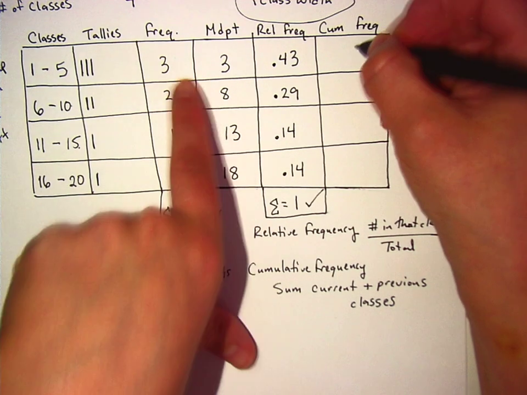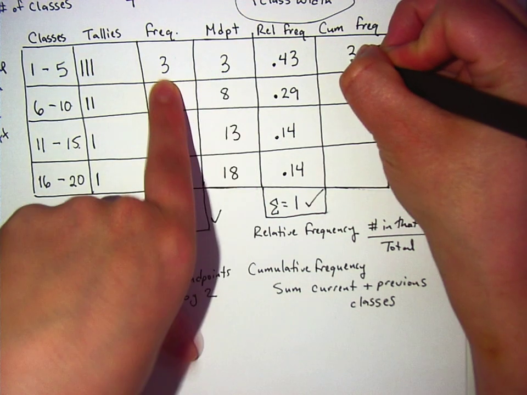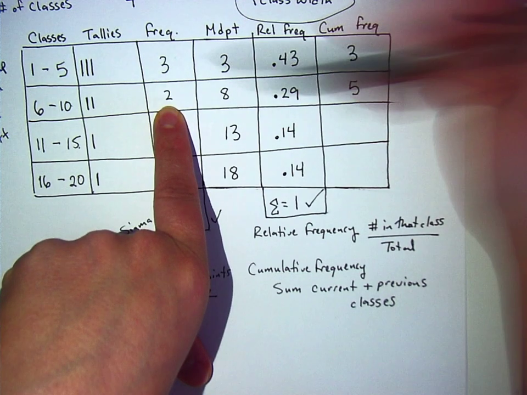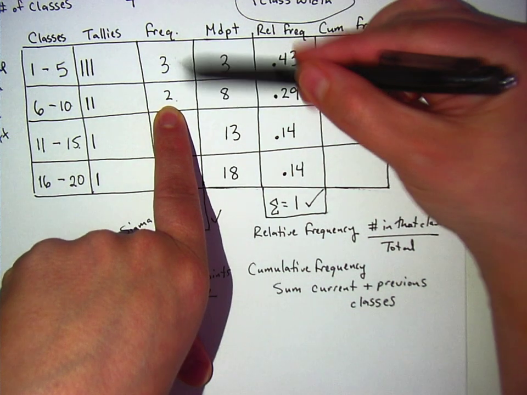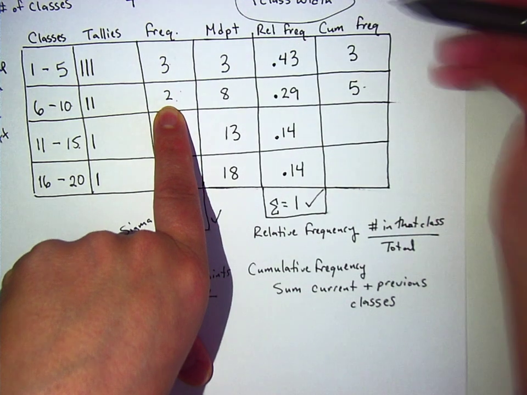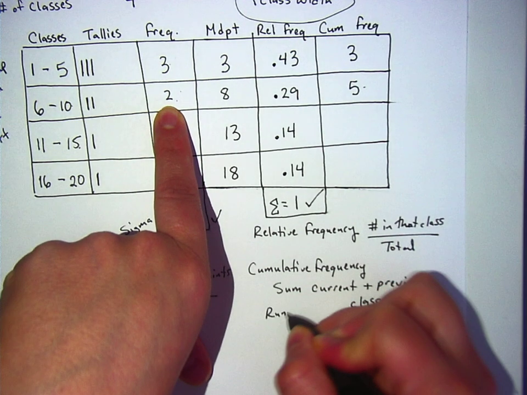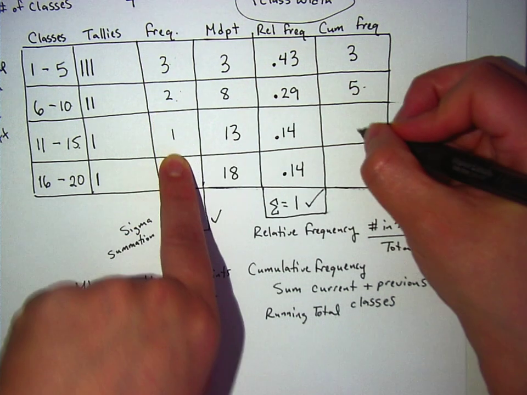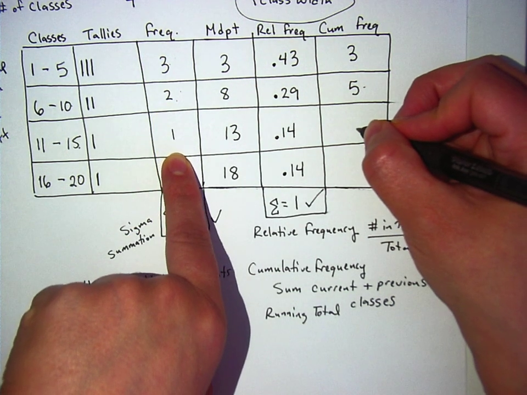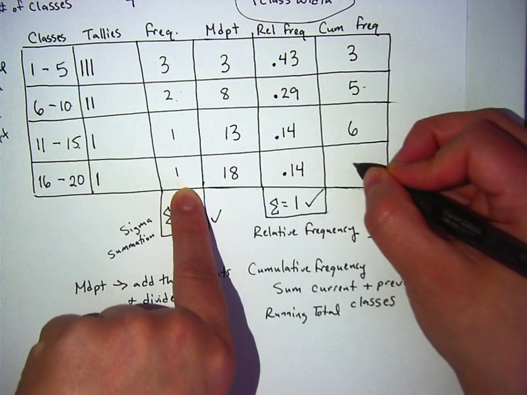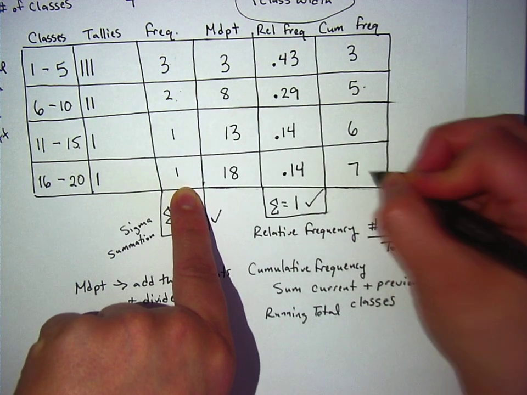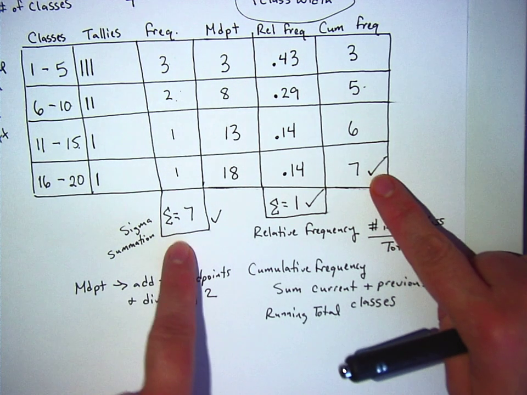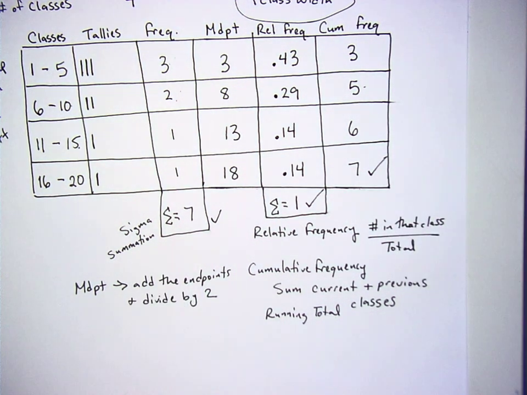Cumulative frequency, this category has 3 in it. And then 5, because this one is 3 plus 2, the previous 2. So it's like a running total. What would the next one be? 6, and then 7, and that's your third checkpoint, is to see that these two should match. That's your total number of data points.